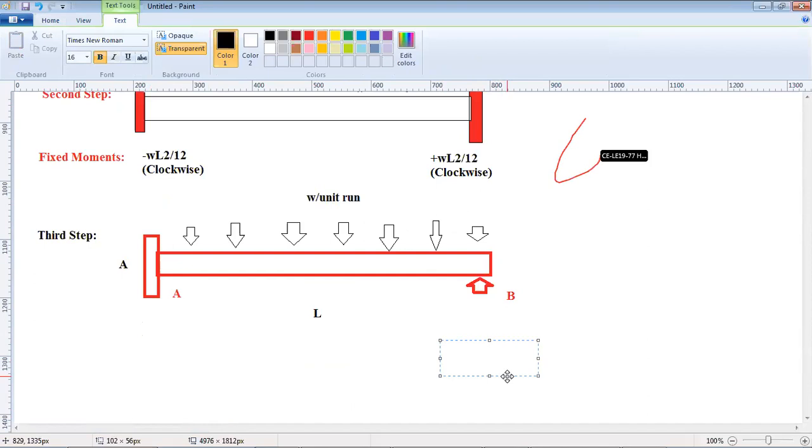It's zero. It should be zero. So what do we do? We minus WL square by 12 at this end, and this will be anti-clockwise. Plus WL square by 12 I have made minus WL square by 12, such as to make the overall moment zero, because at a simple support the moments are zero.